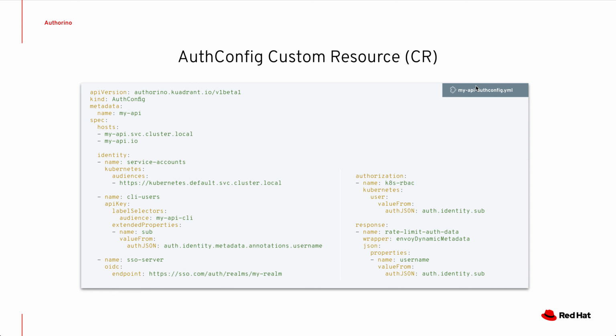Here's how an Authorino AuthConfig Kubernetes custom resource looks like, implementing all those things I have just mentioned. This is a fully functional AuthConfig with 2 host names for internal and external traffic, 3 authentication methods, authorization relying on Kubernetes RBAC, and generating data for authenticated rate limits.